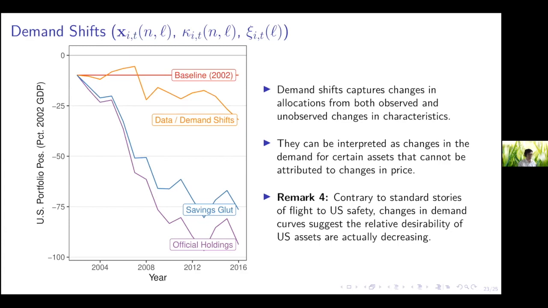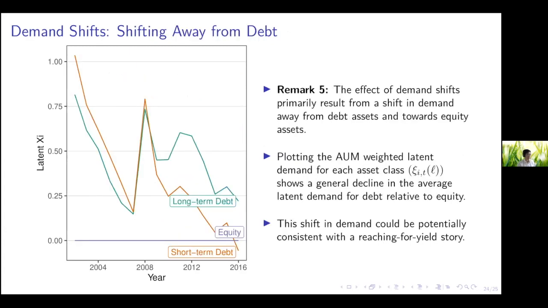Where is this coming from? In order to dig a little bit deeper into this result, we looked at changes in characteristics. We looked at changes in the latent demand terms for both within and across asset substitution. And essentially, the overwhelming effect seems to be a shift away from debt asset markets and towards equity markets. What I'm plotting here on the left-hand side is an AUM-weighted version of the xis.